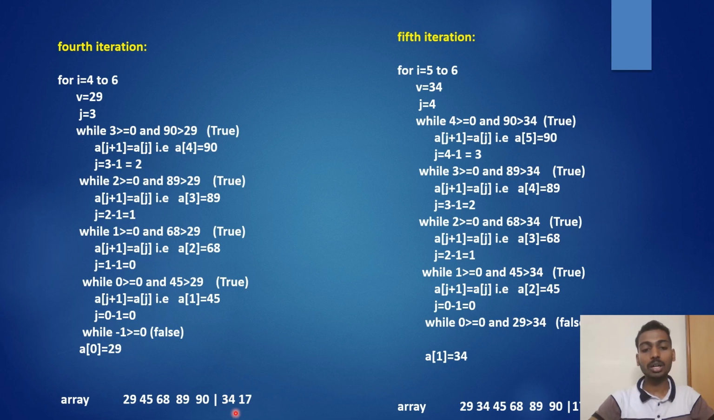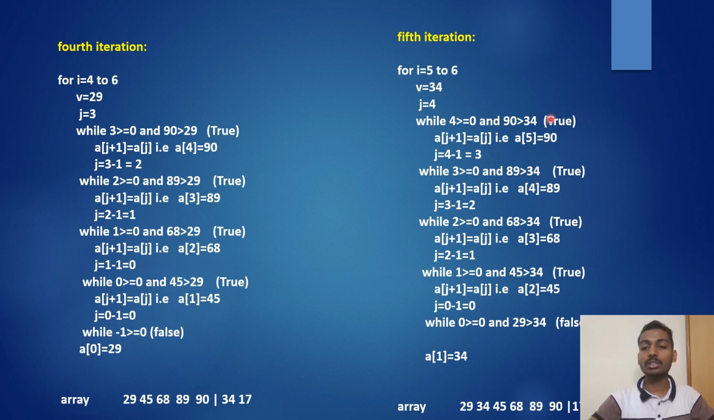Then we have two more unsorted elements in the array. Fifth iteration. For i equals 5 to 6, v is equal to 34 and j is equal to 4. Then we have to execute the while condition where j should be greater than or equal to 0 and 90 should be greater than 34.